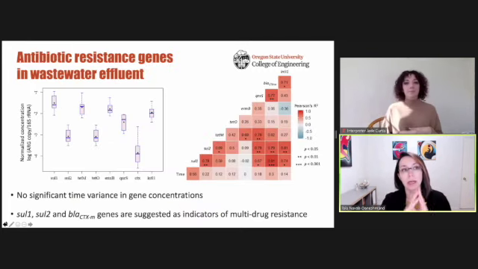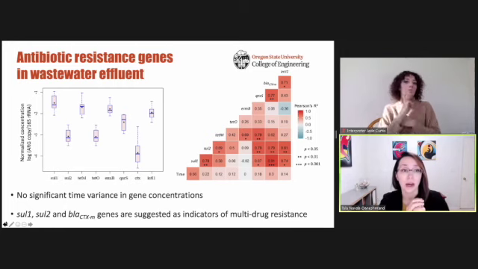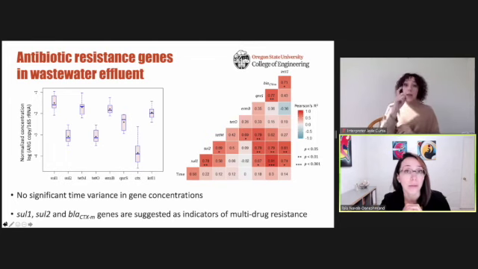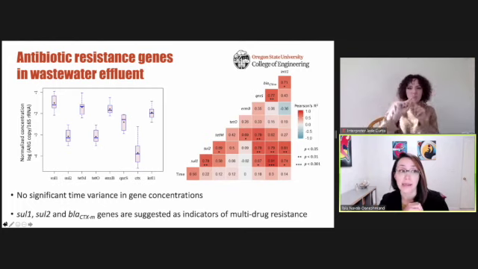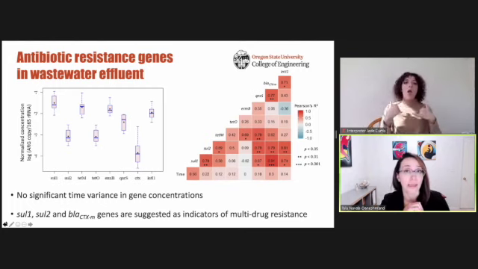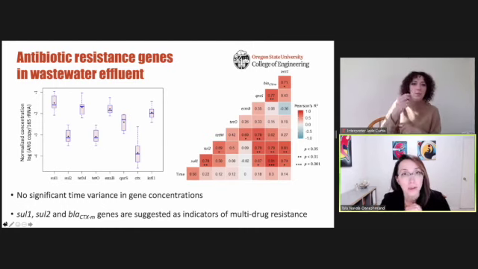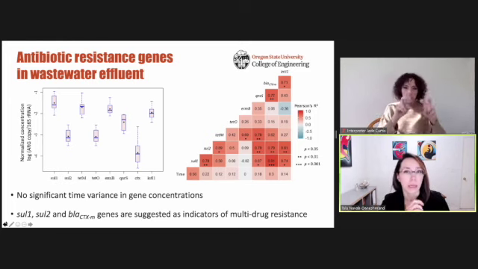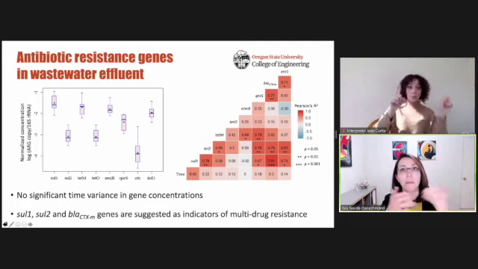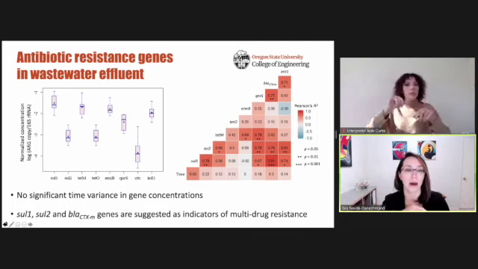So here, I just want to talk about the time variance of antibiotic-resistant genes in wastewater effluent. On the left-hand side, you see a figure where on the x-axis, there are the target antibiotic-resistant genes that we looked at. And on the y-axis, there is the normalized concentration of these target genes, normalized to 16S rRNA. We measured the concentration of these genes, and then we did statistical analysis to see whether there was significant time variances for these genes during these 10 weeks of the study.